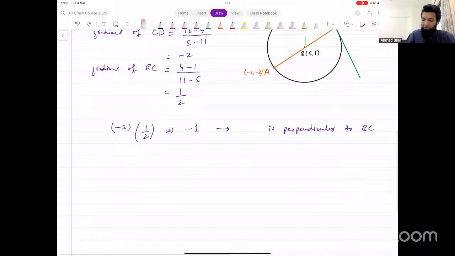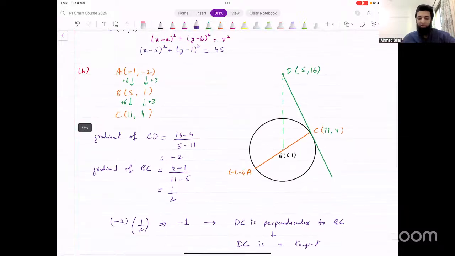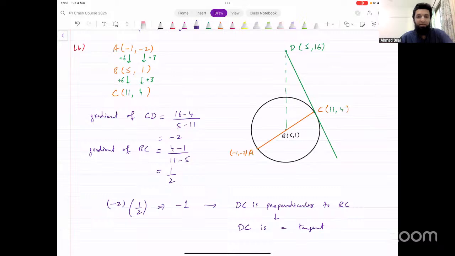Let's write it the other way around. BC is perpendicular to CD. That implies that DC is a tangent. And that's what we had to do in the second part. That proves that DC is a tangent to the circle.